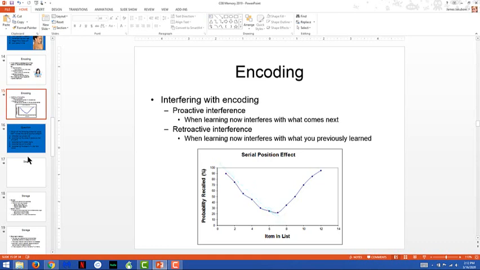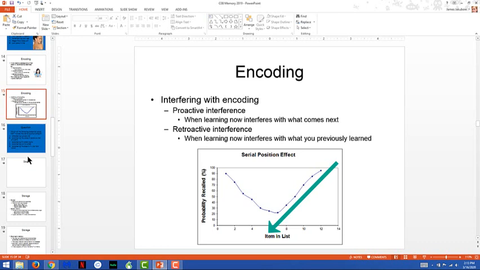If we played out the process in terms of retroactive interference, you would see only this right-hand side of this curve. So that for each item that was learned, the item that comes after it always degrades your ability to remember the item that came before it.